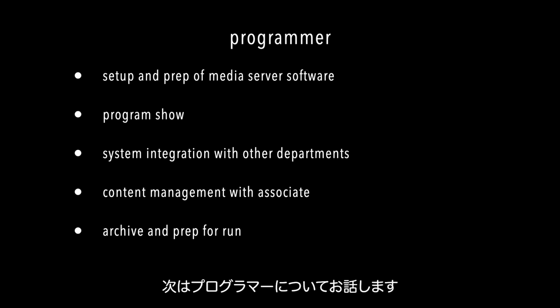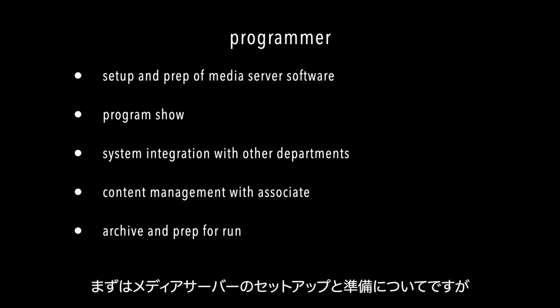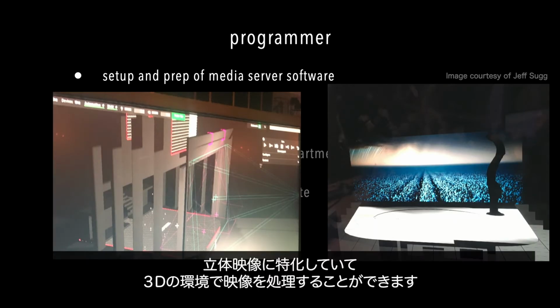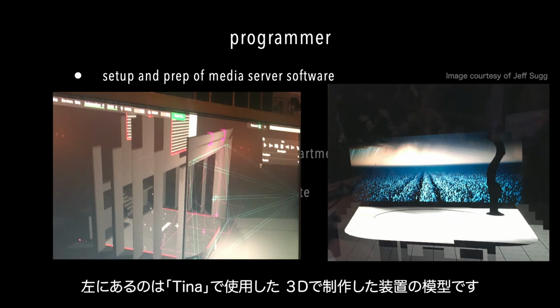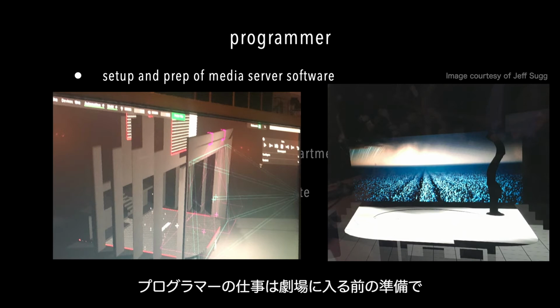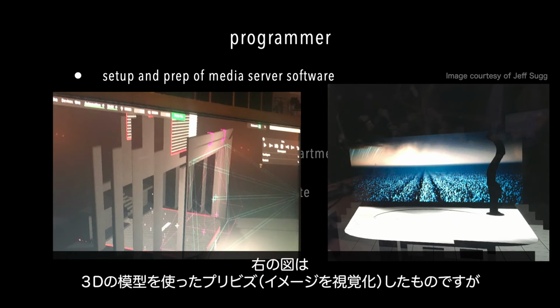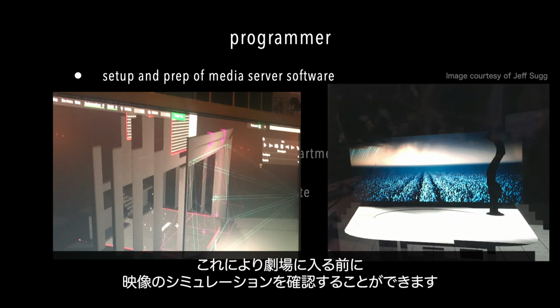And that brings us to the programmer. We'll start with talking about the setup and the prep of the media server. Many media servers now, like Disguise, allow you to utilize 3D models and work within a 3D environment. So on the left here you'll see a picture of the model setup for Tina and how we use that, and the programmer was responsible for getting all that set up and ready before we came into the theater. On the right you'll see some previs models running, previs images running through that same model that allowed us to look at some cues before we got into the theater also.